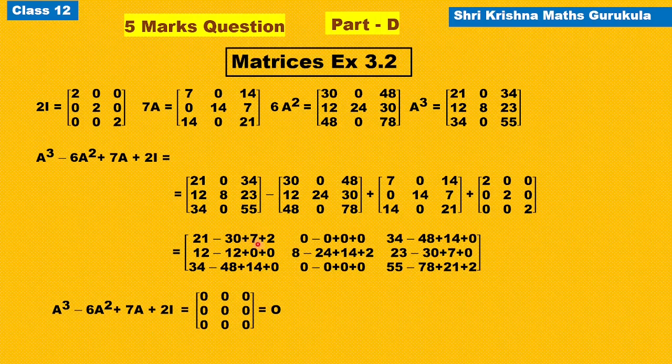So 21 plus 7 plus 2 is 30. So this is 30 minus 30, 0. This term is 0. Then 34 plus 14 is 48. So 48 minus 48 is 0. 12 minus 12 is 0. Then 8 plus 14 plus 2 is 24, which is 24 minus 24, 0. Then 23 plus 7 is 30. So 30 minus 30 is 0. 48 minus 48 is again 0. This term is 0. So 55 plus 21 plus 2 is 78. So 78 minus 78 is 0. So we have got a null matrix. That is what we had to prove.